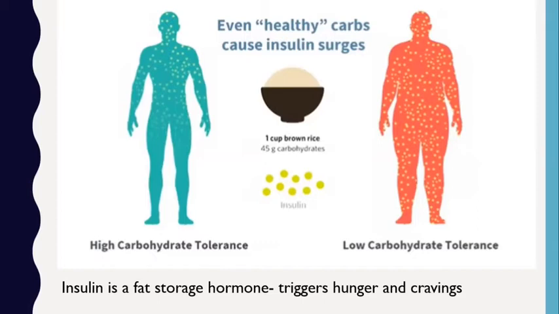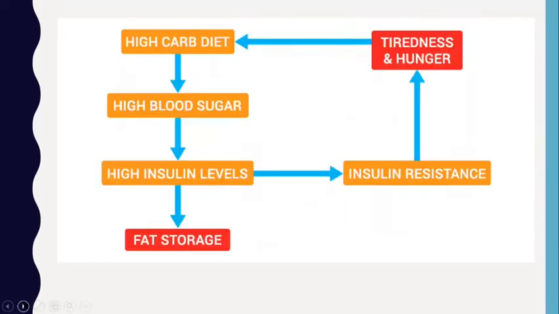So it puts you in this never-ending cycle of eat a carbohydrate, high blood sugar, high insulin, fat storage, insulin resistance, tiredness, cravings, lethargy. So it's really quite an unfair cycle, I have to say.